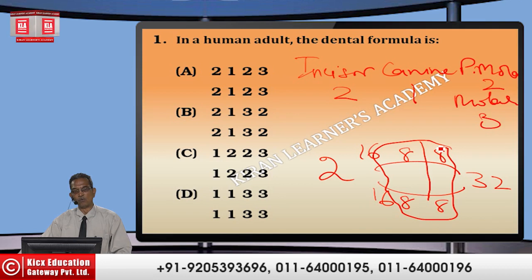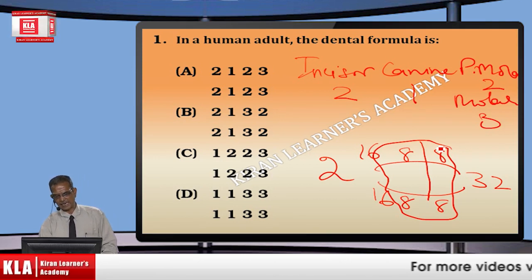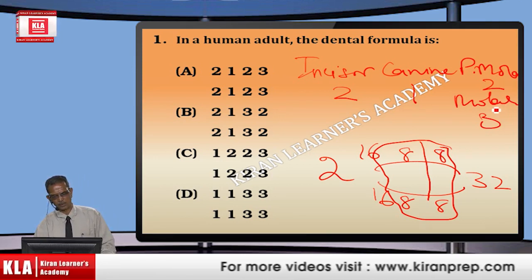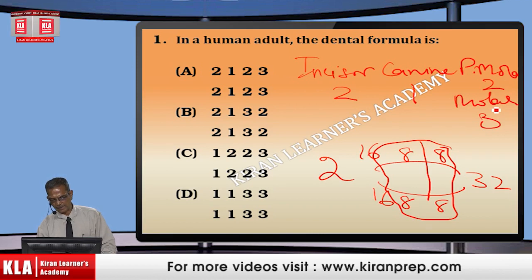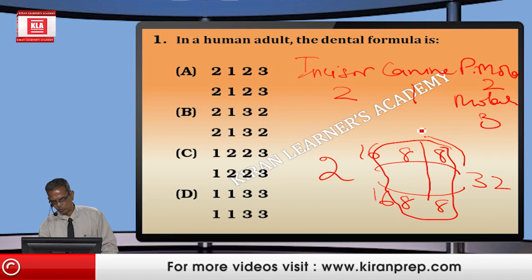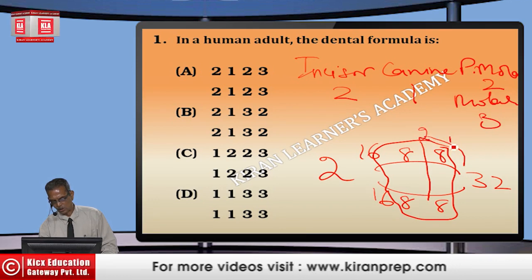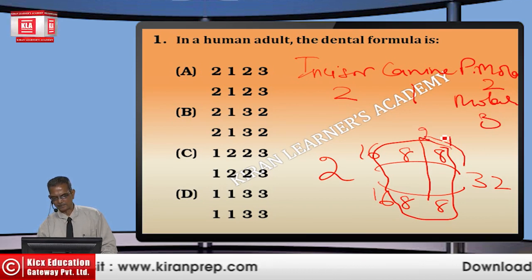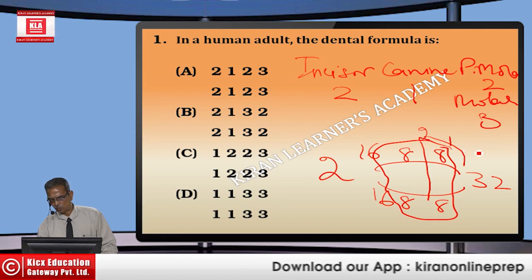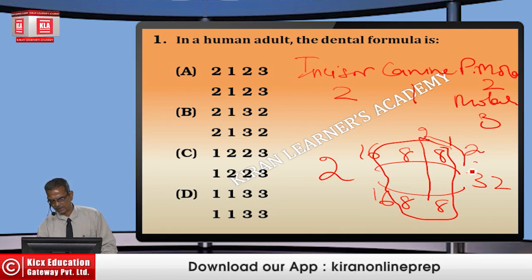Then we look into the second part. Is the order of the arrangement same? That is incisor, canine, premolar and molar. That's there. In case of humans, the order is 2 incisors, 1 canine, 2 premolars and 3 molars.